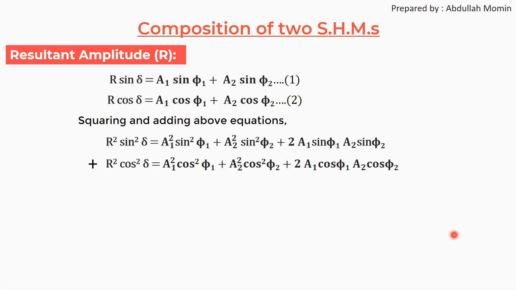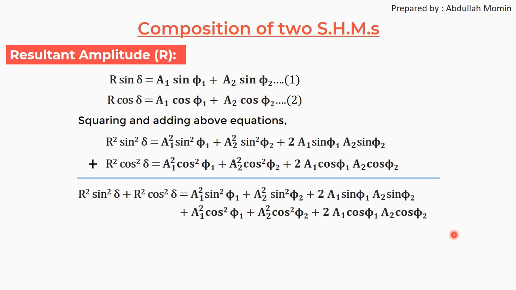Now we are going to add these two equations, and we will get r square sine square delta plus r square cos square delta is equal to a1 square sine square phi 1 plus a2 square sine square phi 2 plus 2a1 sine phi 1 into a2 sine phi 2 plus a1 square cos square phi 1 plus a2 square cos square phi 2 plus 2a1 cos phi 1 into a2 cos phi 2.